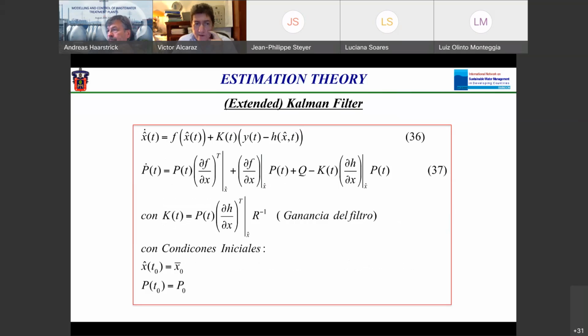Thus, the Kalman filter for estimating state variables, both measured and unmeasured, is built by taking the dynamical model without the error terms, but adding another term, in equation 36, which is a function of the actual measurements, the measurement model, and a term named gain, this K matrix, that is calculated on the basis of the statistical behavior of both model and measurements, here represented by the matrix P, named covariance.